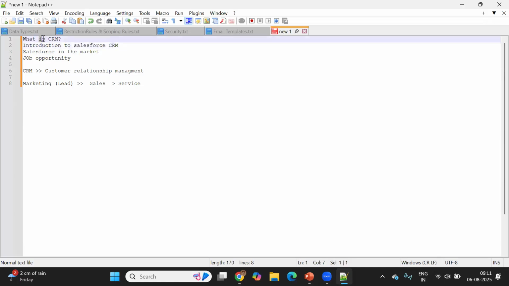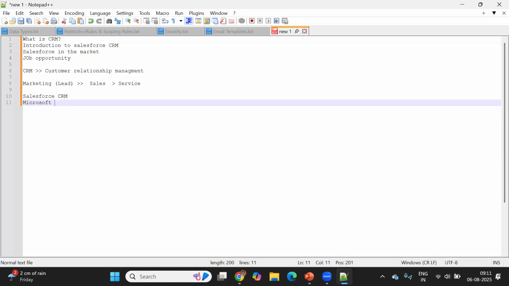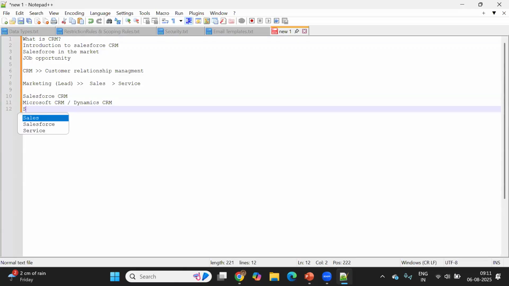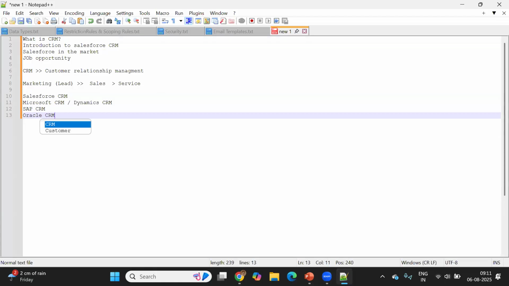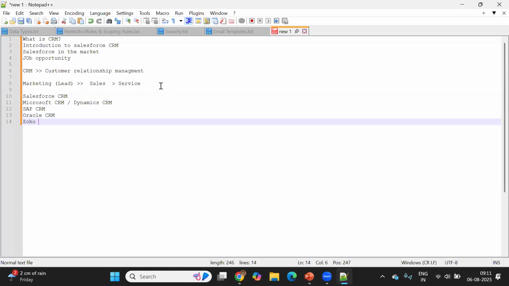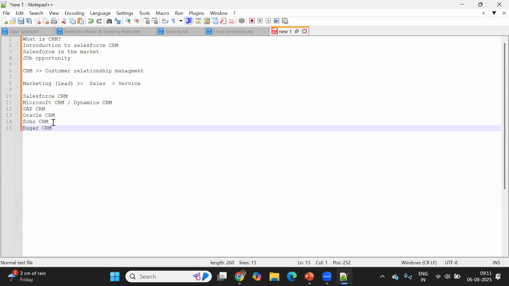Now you may ask, what are the different CRM softwares available in the market? We have a lot of softwares which support CRM. One is Salesforce CRM. The other one is Microsoft CRM, which we also call Dynamics CRM. And SAP CRM, Oracle CRM, Zoho, Sugar CRM. In this way, there are many CRM applications available in the market.